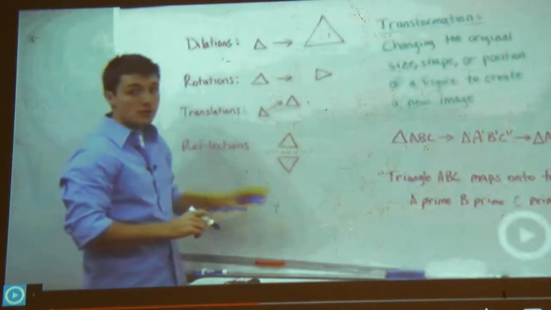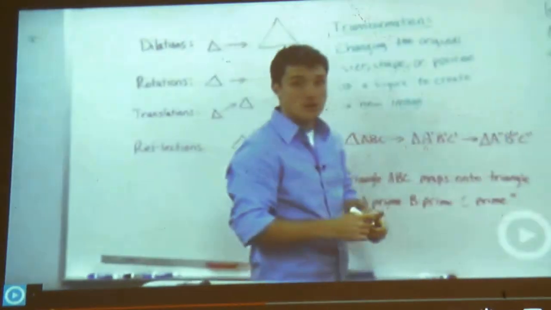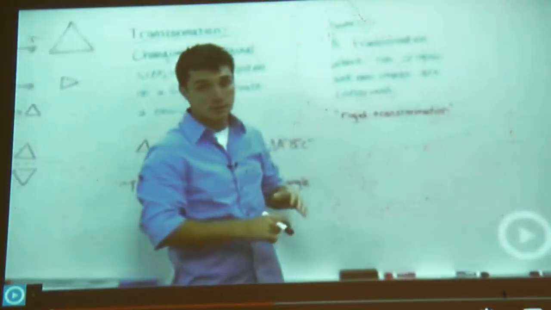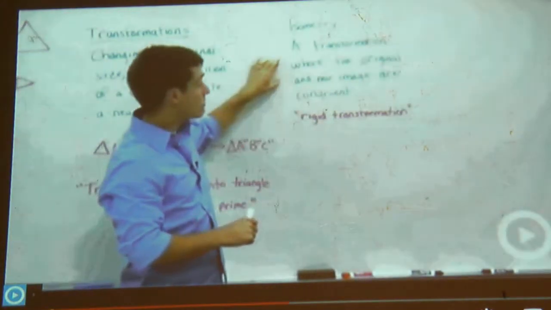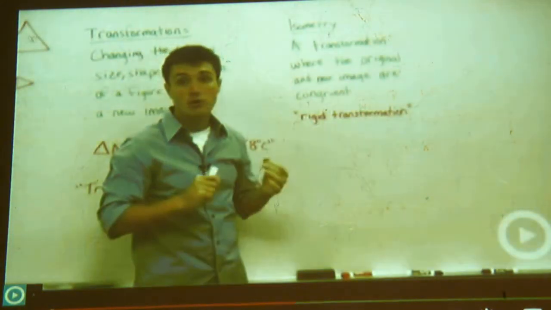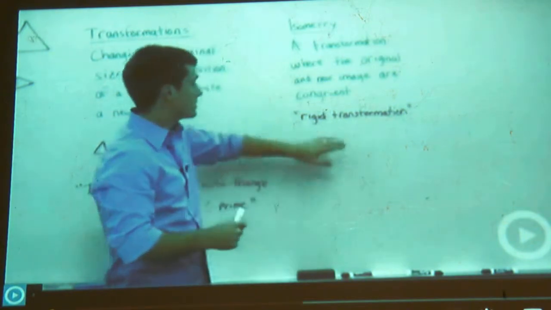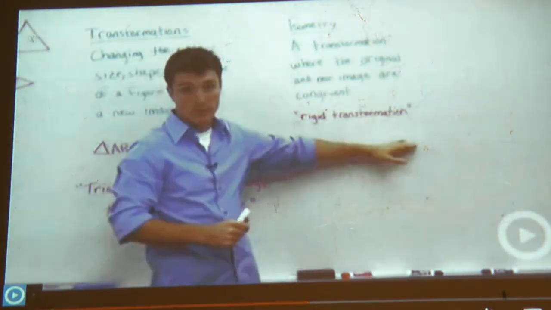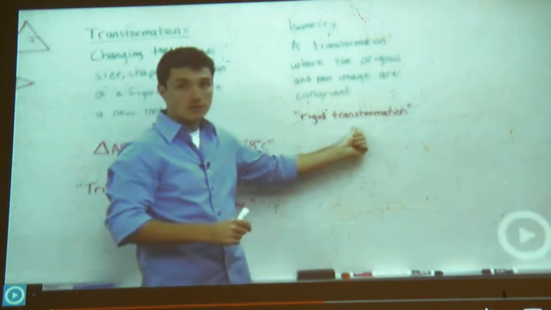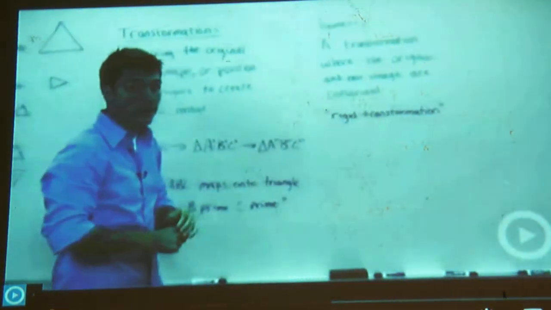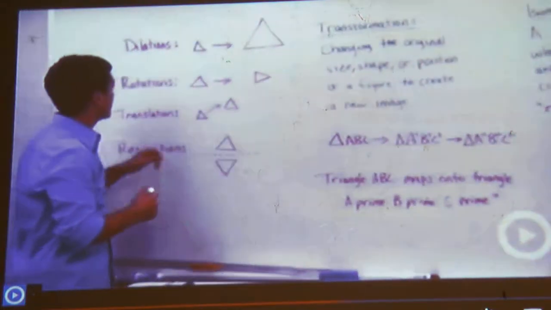Certain transformations are more specifically described, and we call those isometries. An isometry is a transformation where the original shape and new image are congruent. Another way of saying this is to call it a rigid transformation. Not rigid, but rigid transformation. So only 3 transformations are isometries.